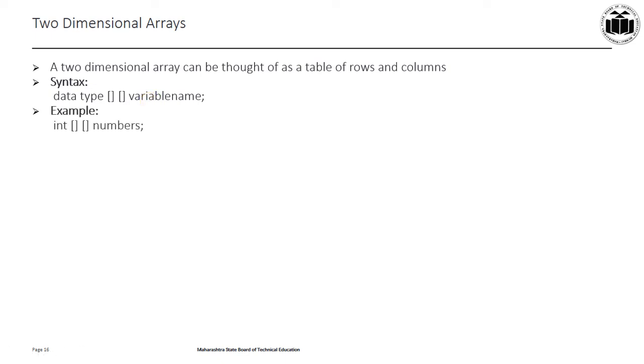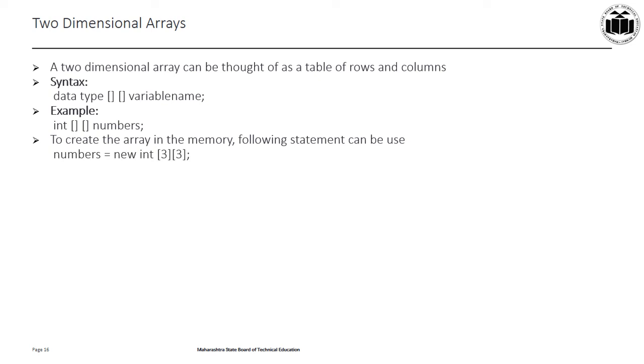So here is the example: int, two square brackets and numbers. So in this way you can create a two-dimensional array. To create the array in the memory, the following statement can be used. Numbers is equal to new int 3 and 3. That means you are creating 3 rows and 3 columns. So this will create a two-dimensional array of 9 elements, 3 rows and 3 columns.